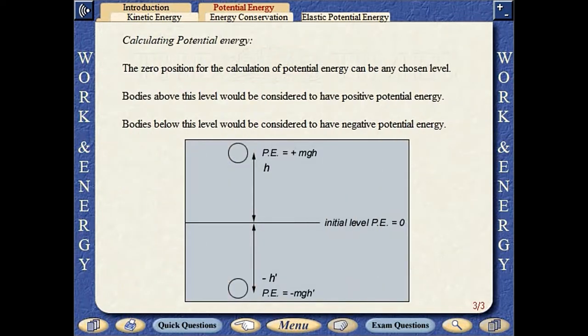The zero position for the calculation of potential energy can be any chosen level. Bodies above this level would be considered to have positive potential energy. Bodies below this level would be considered to have negative potential energy.